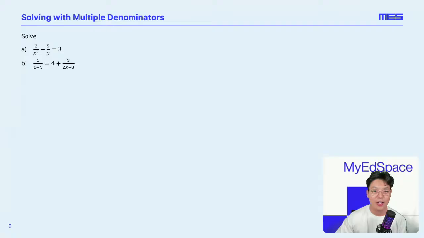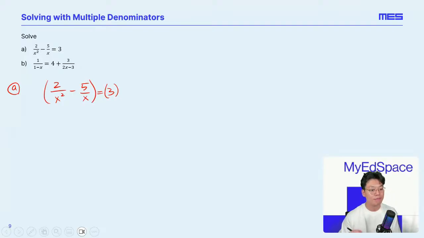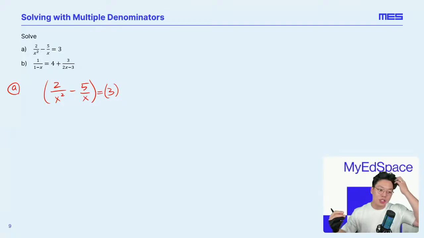Let's take a look at letter A. We have 2 over x squared minus 5 over x equal to 3. What can we multiply both sides by here? Share your thoughts in the chat. Think about it. I want to see those question marks in the chat as well. If you're unsure, that tells me that you're thinking, and you've come up with an idea. Might not necessarily be correct, but I know that you're thinking.